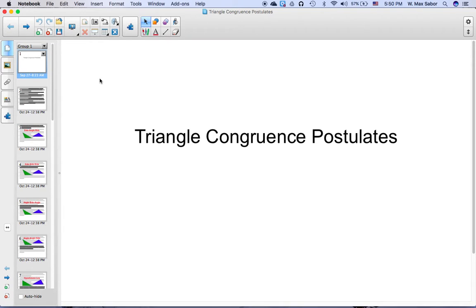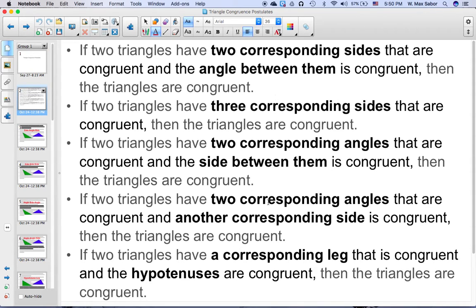Triangle congruence postulates. Triangle congruence postulates are ways to prove triangles congruent. So these are the 5 triangle congruence postulates. They all start with "if two triangles have" and end with "then the triangles are congruent." So we'll go through them one at a time.